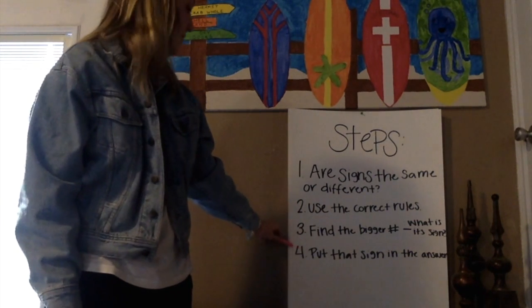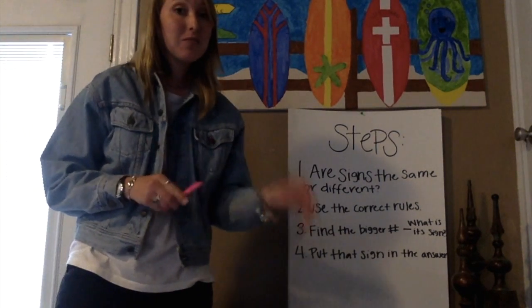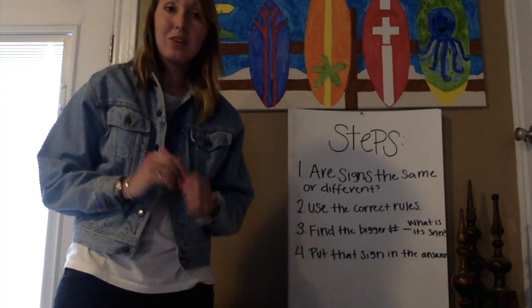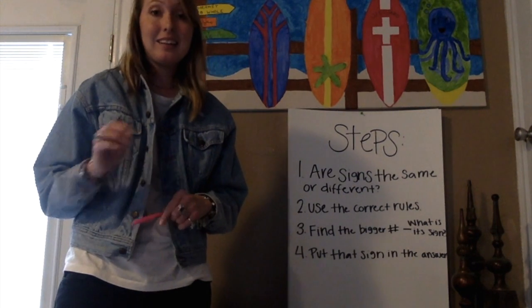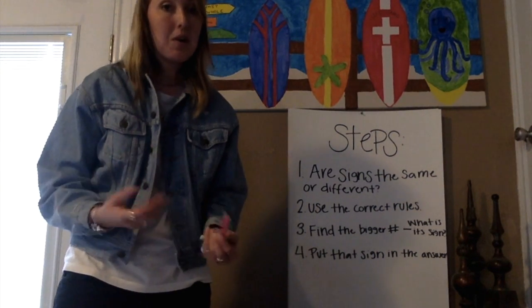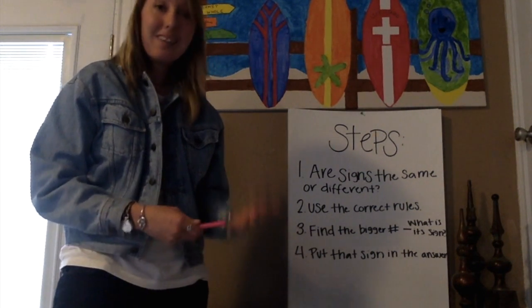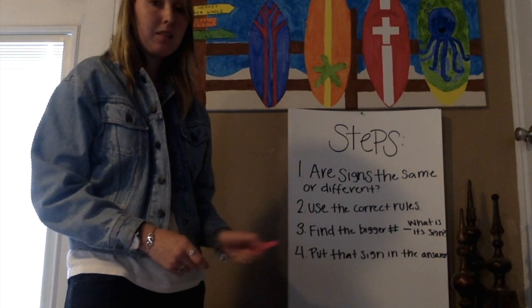The fourth step is, put that sign in the answer. So if you have negative 4, the negative is going to be in the answer. You cannot forget that, because if you forget the negative sign and still get the number right, it's going to be wrong because it's a positive number and not a negative. So please, y'all take a moment and write down the 4 steps.